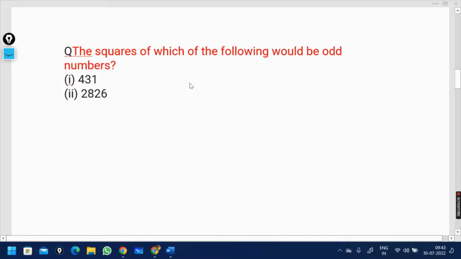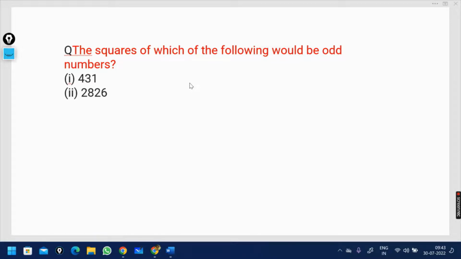Now, these properties help in your MCQ type of questions. So now here, if 431 is there, and I want to know whether the square of 431 will be an odd number or even number.